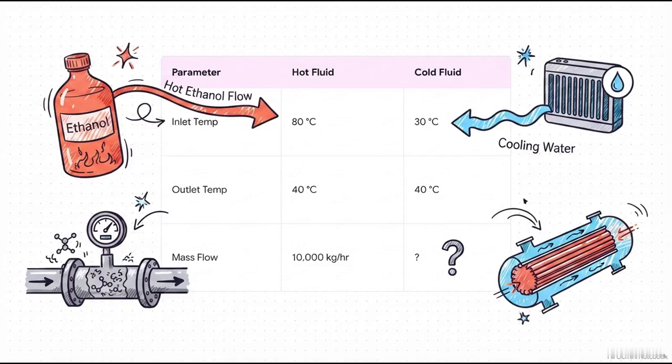10,000 kilograms of this ethanol solution are pumping through the pipes every single hour. To cool it, we're using standard utility cooling water, which comes in at 30 degrees and will be allowed to heat up to 40 degrees. Our mission? Figure out exactly how to build the equipment to make this specific cooling happen.